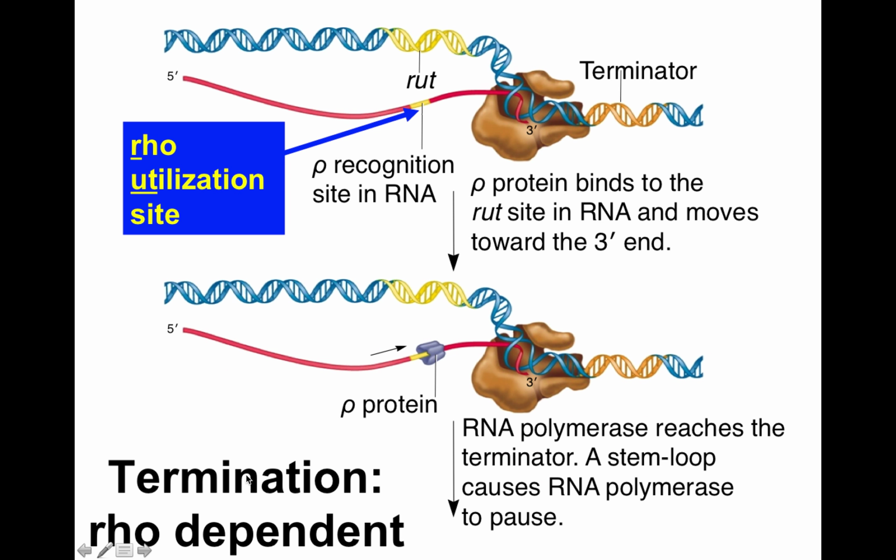Okay, so we're going to look at the rho-dependent termination first. In rho-dependent termination, there's a terminator here, and there's also a rut sequence encoded in the DNA. Now, the rut sequence does not function until it's transcribed into RNA. RUT stands for rho utilization site. This is actually a Greek letter called rho. It's not a P.